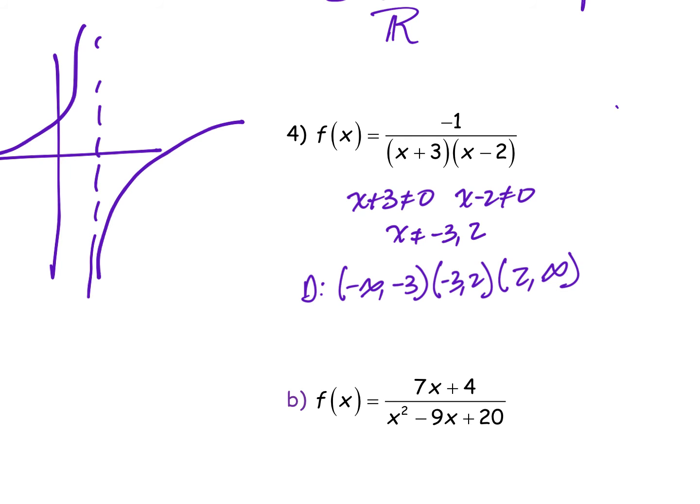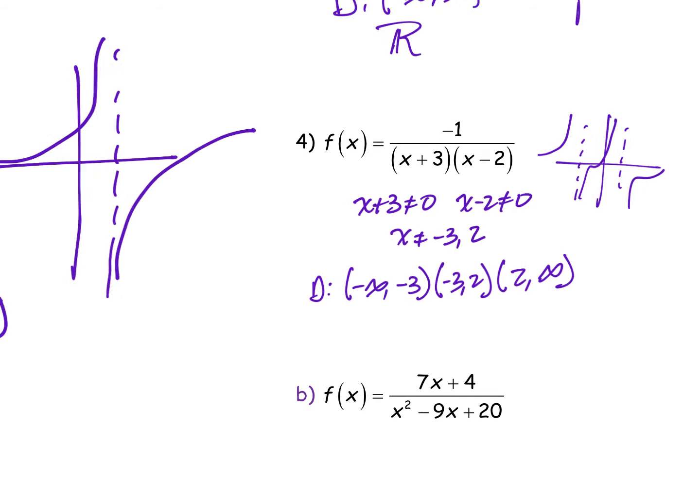So this time the graph will have an asymptote at negative 3 and one at 2, and it'll have something crazy going in here, and then something crazy going in here, and then something crazy going over here. It's negative, so it's probably flipped the other way, but it'll look something like that. It'll have 3 different pieces to it.